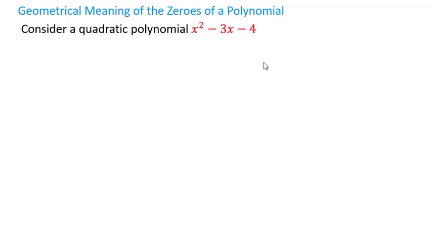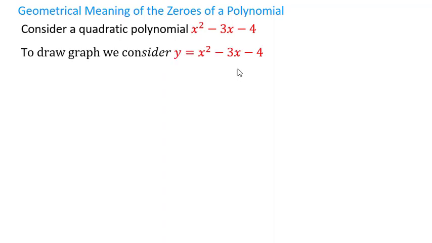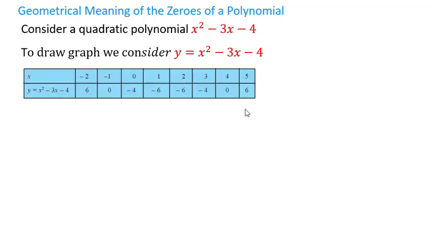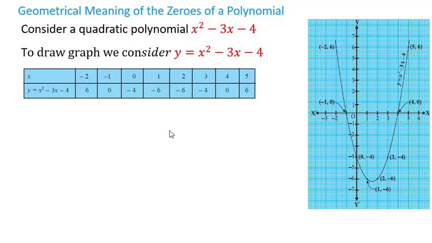Now let us see the geometric meaning for a quadratic polynomial. So we will take one quadratic polynomial, x square minus 3x minus 4. Here also I will consider y equal to x square minus 3x minus 4, and I will find a few points which satisfy this relation. So here we have a few points. In these points I have taken the value of y as 0 also, to see where they cut the x-axis. So this is our graph.